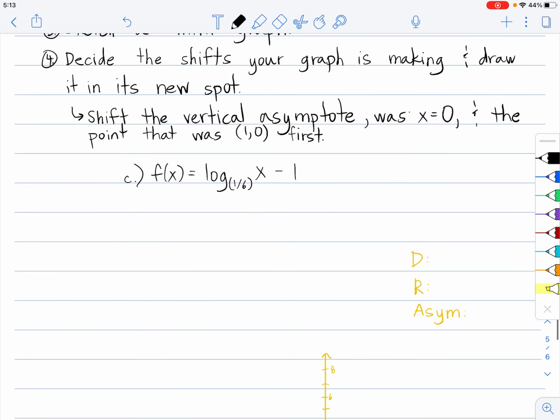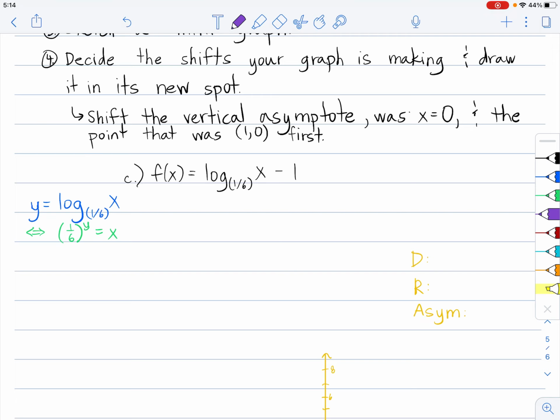Okay, so example C is f of x equals log base 1/6 of x minus 1. And the first thing that we want to decide on is our y equals log base b, which is 1/6, of just regular old x. Once we write it in y equals, then we're going to, if and only if, 1/6 raised to the y is equal to x: base raised to the answer equals the inside.